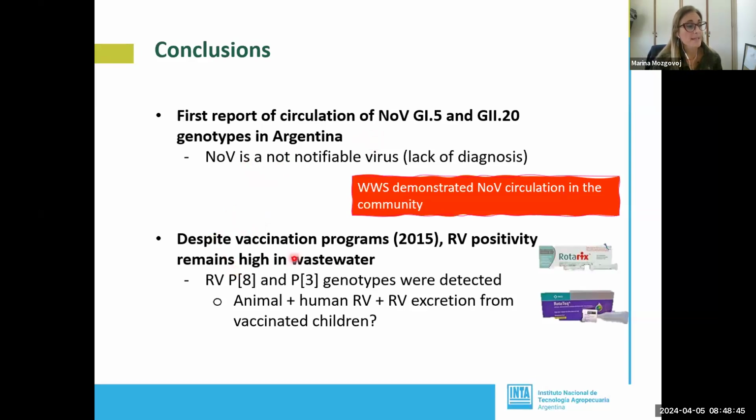We detected 2 P types, one that is characteristic and was previously found in humans, and this genotype that is found in animal rotavirus strains. So these high rates of detection of rotavirus could be explained by the possibility that we have not only detected human rotaviruses, but also animal rotaviruses, and even rotavirus excreted from vaccinated children, as the vaccine is an attenuated one. To confirm this hypothesis, we should perform whole genome sequence to characterize them deeply.